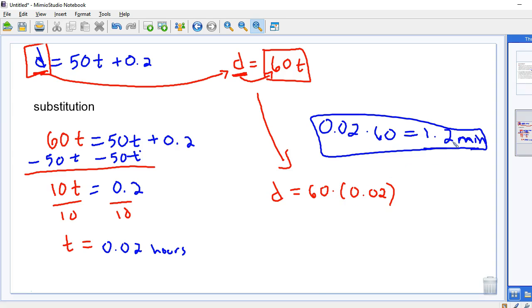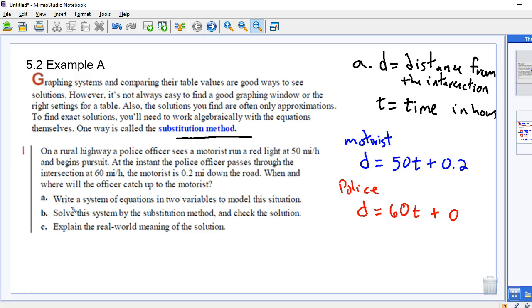Why am I using 0.02 and not 1.2 minutes? Because we're using this in hours, and originally we had hours, and this is 60 miles per hour, so this will tell me how many miles we go. What's crazy is that this is the exact same multiplication, it just means something different. This would be 1.2 miles. So our solution to this system for part B would be 1.2 minutes and 1.2 miles. There's our solution for part B.